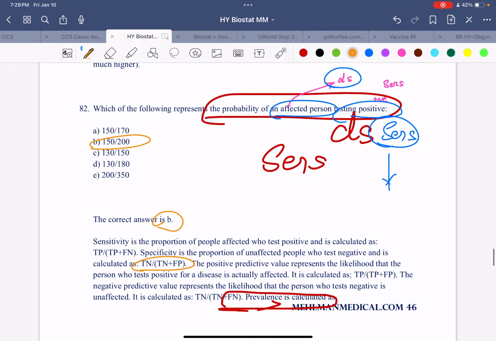sensitivity. So in this way you should know that whenever we begin with the disease, positive or negative, that's sensitivity and specificity. Whenever we begin with the test, positive or negative, that's positive predictive value and negative predictive value.